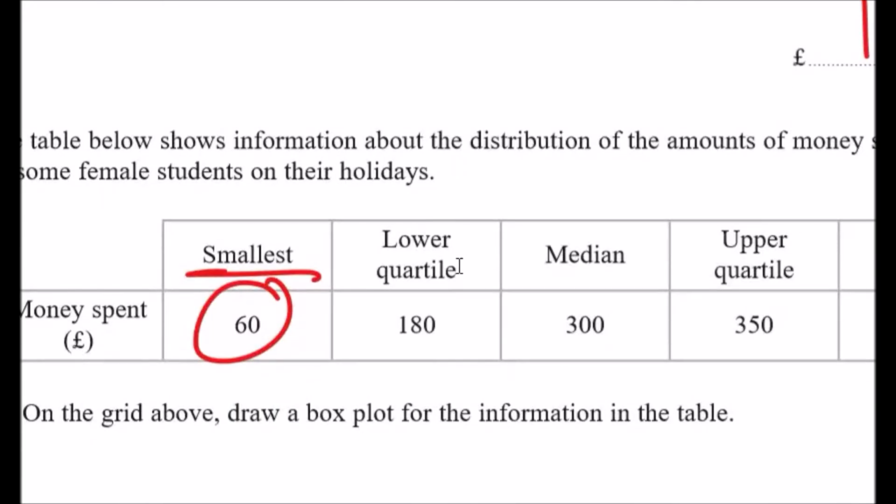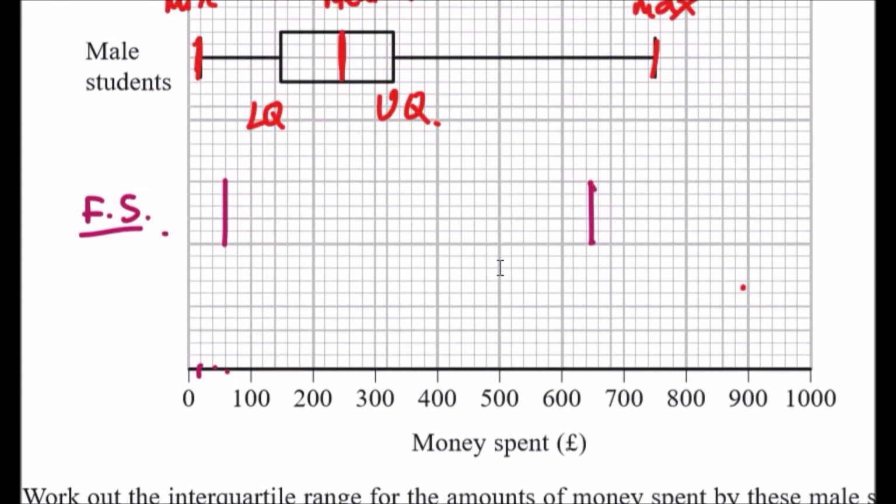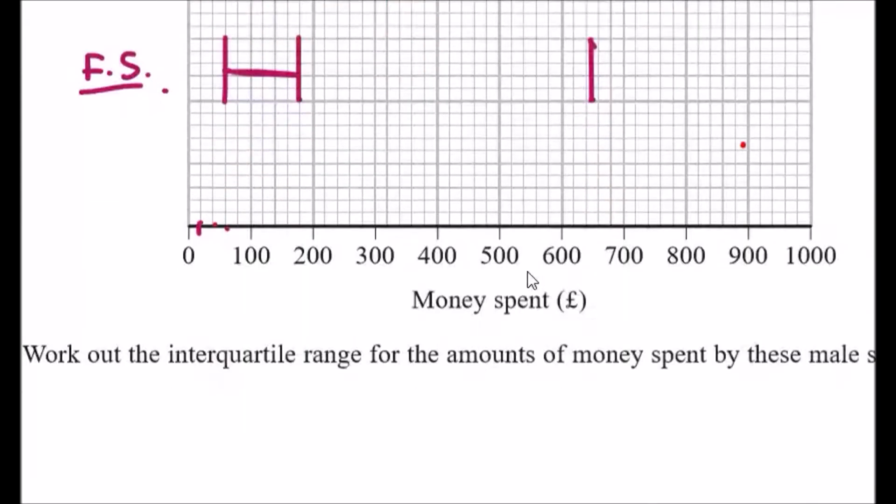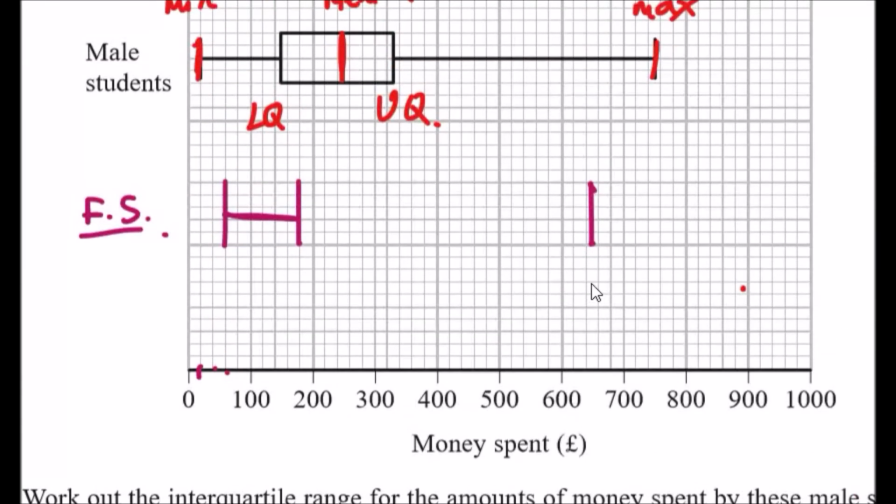Okay, next ones. The lower quartile is 180 and the upper quartile is 350. So 180 is 200, 180 is here. So again, we have to connect the line together. And the upper quartile was 350. So that's between 300 and 400, so over here. And you can just connect them like that.